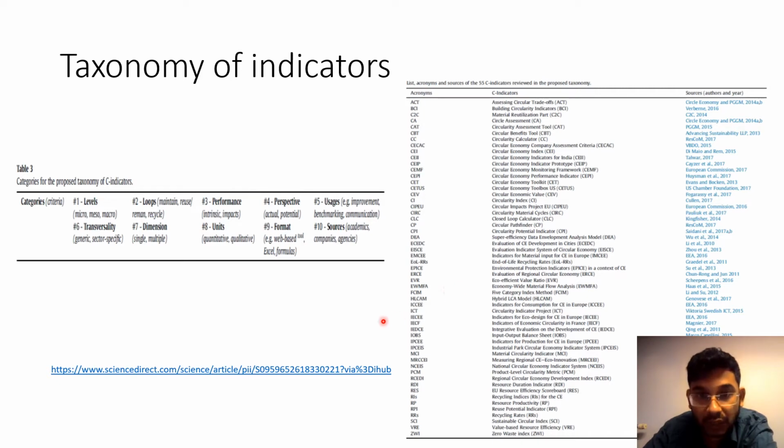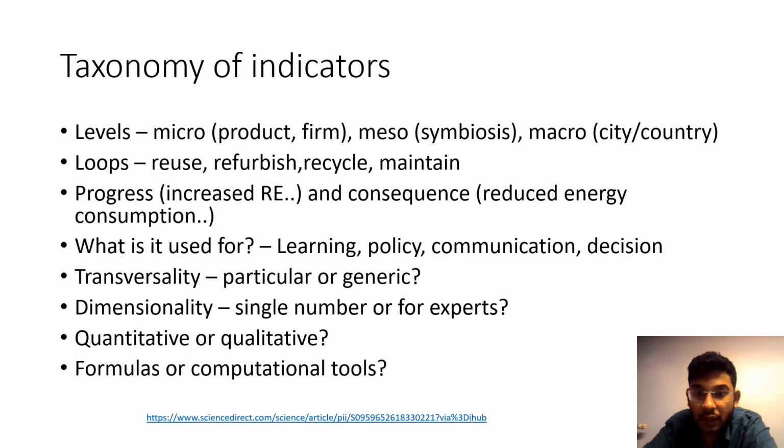Okay, so what the author has essentially tried to do is to develop classification categories for these indicators. So here you can see that he has developed almost 10 different categories: levels, loops, performance. I'll explain to you more or less what these categories are first. So once you're faced with a problem, you can always ask these set of questions to determine which indicators suit you best. Okay. The first question you can ask is, what level am I talking about?